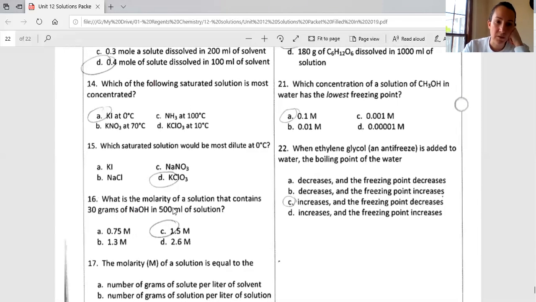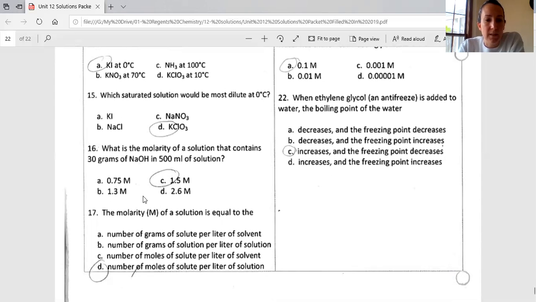Okay, 16, what is the molarity of a solution that contains 30 grams of NaOH in 500 milliliters of solution? This is a 2-step question, so listen carefully. 30 grams times 1 mole divided by 40 grams. So that's 3/4 or 0.75 moles. Then the molarity is equal to moles divided by liters. You have 500 milliliters. So first you have to switch that to liters. 500 divided by 1,000 equals 0.5. So molarity is 0.75 divided by 0.5, giving you choice C.